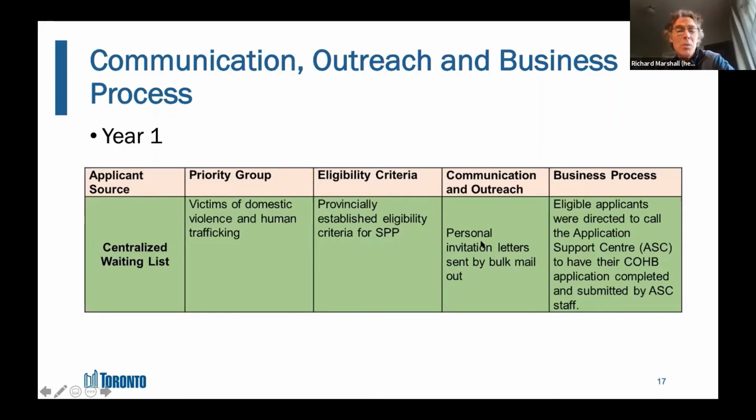So the communication, what happened is personal invitation letters were sent out to all eligible SPP applicants by a bulk mail out with some information about the program and links to the Canada Ontario Housing Benefit website and the benefits calculator. And then eligible applicants were directed to call the city's application support center to have their COB application completed and submitted by ASC staff.